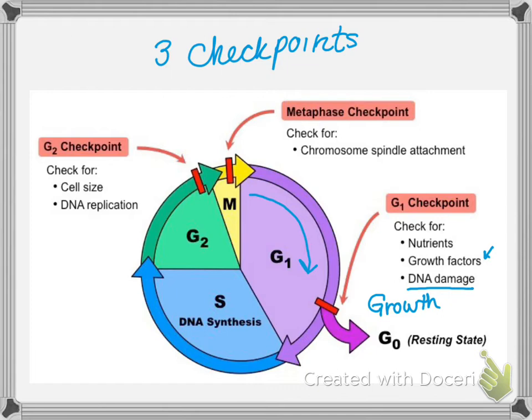So what it's going to do is it's going to check that the cell's the right size. It's going to check and make sure that the DNA is okay. And then if everything looks good, it can go through the checkpoint and go to the S phase. If things aren't good, if it hasn't grown enough, it'll go to G0 and grow some more. If the DNA is damaged, the cell will either try to fix it or it will commit apoptosis, so cell suicide.